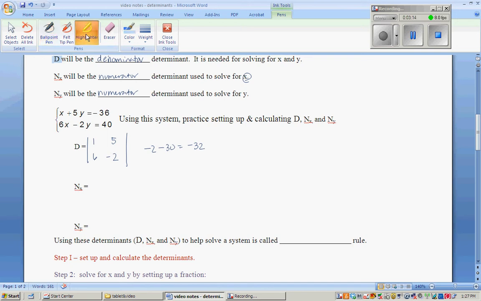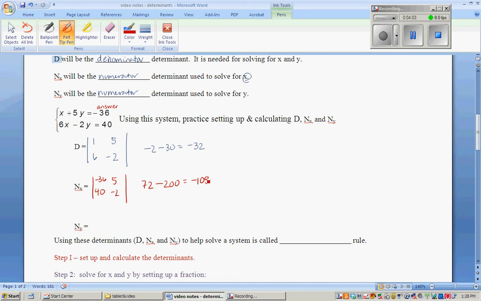Now, to find the numerator ones, there are a couple of strange things you're going to do. We're going to write the same exact determinant practically. The y's are going to be in the y column. And because we want to solve for x, we're going to replace the x column with the answers. So we're going to replace it with, I'm going to write answers right up here, negative 36 and 40. We replace them. And now we calculate this determinant. Negative 36 times negative 2 is 72 minus 200. And this is going to end up giving us negative 108.